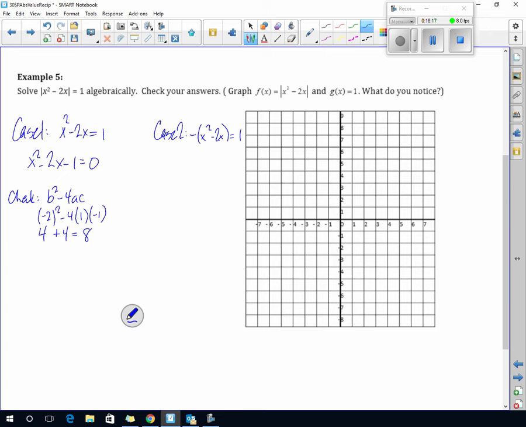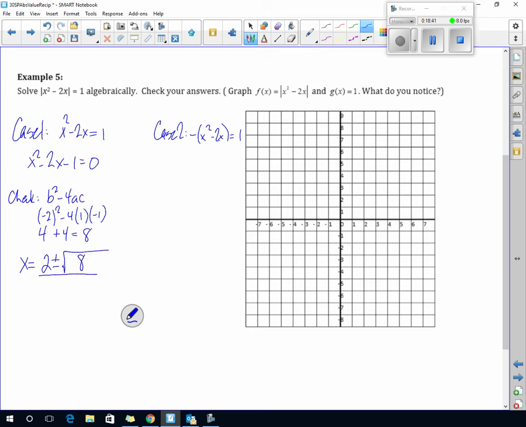So x equals minus b. So minus minus 2 is 2, plus or minus the square root of the discriminant, which was 8, all over 2a, so all over 2. Does everybody see that? What's wrong?